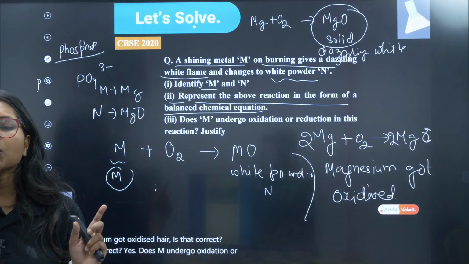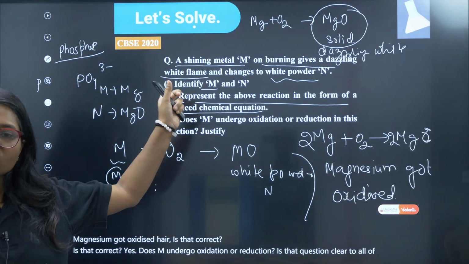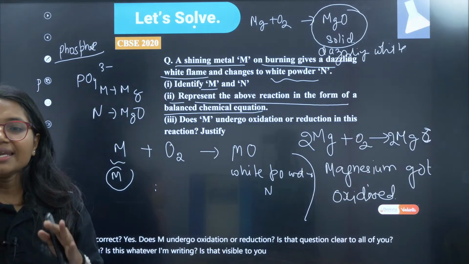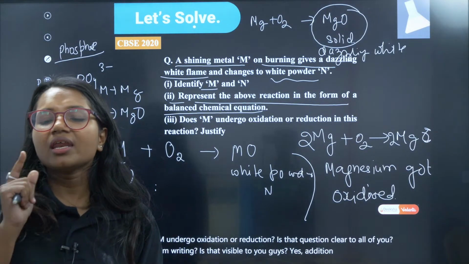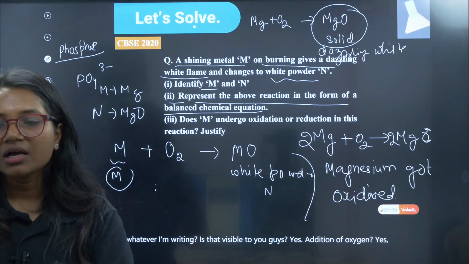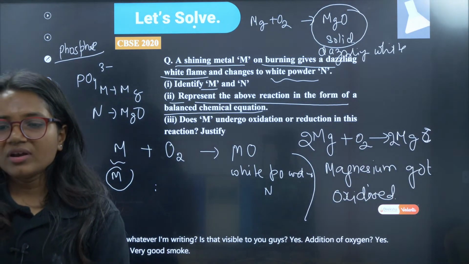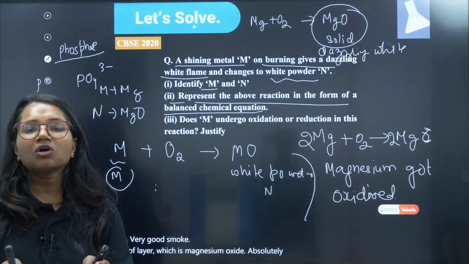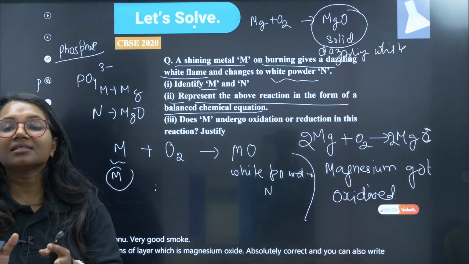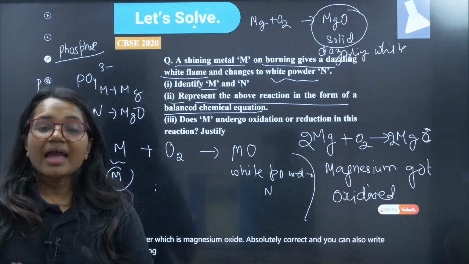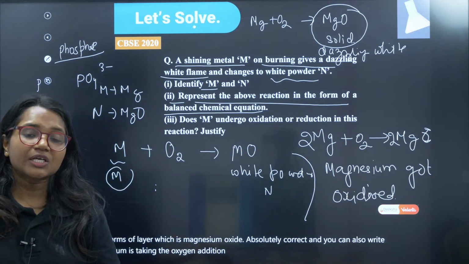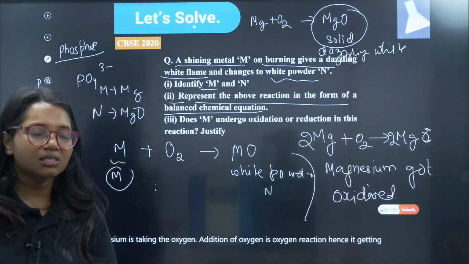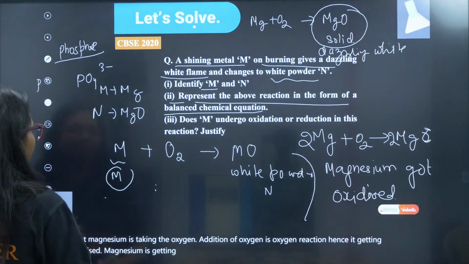Is that question clear to all of you? Whatever I am writing, is that visible to you guys? Yes. Addition of oxygen. Yes, very good, Sonu. Very good, Sumukt. Oxidation forms a layer which is magnesium oxide. Absolutely correct. You can also write that magnesium is taking the oxygen. Addition of oxygen is an oxidation reaction, hence it is getting oxidized. Magnesium is getting oxidized. Okay, fine.